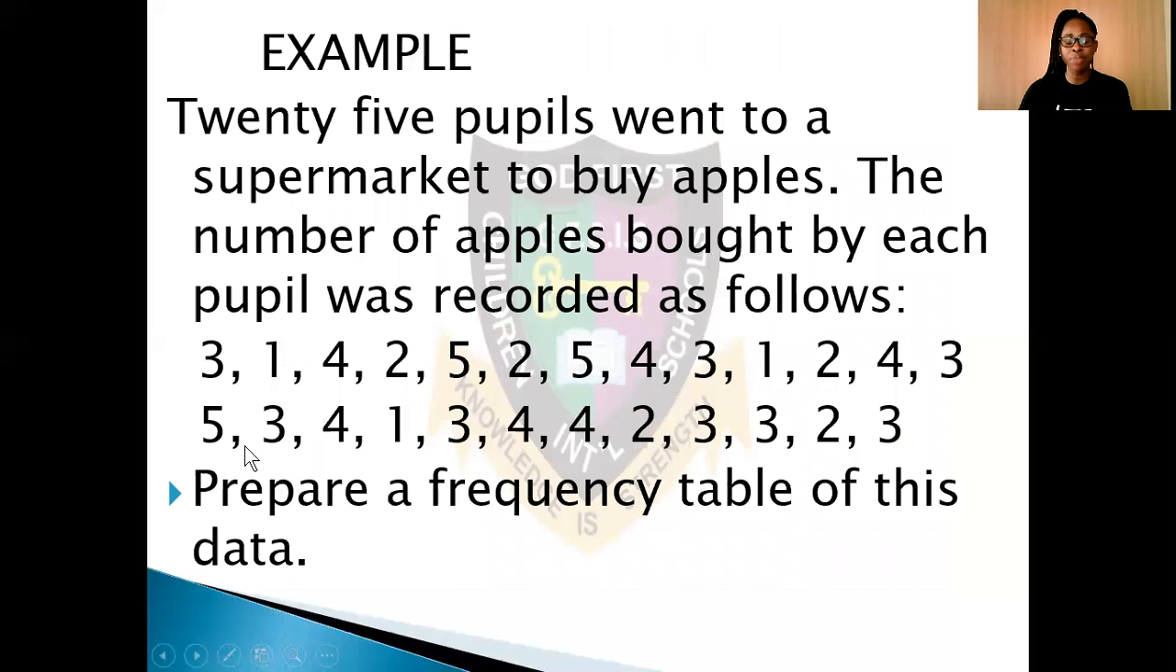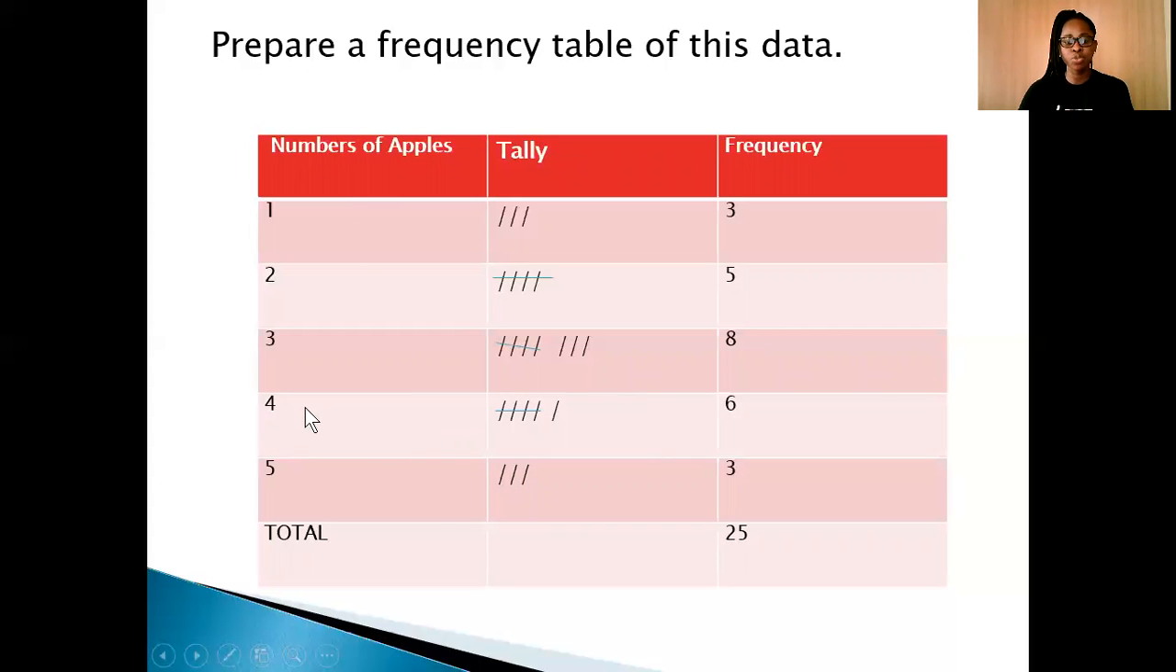We want to count how many people got 4 apples. We have 1, 2, 3, 4, 5, 6. So we have 6 people. 6 people got 4 apples. So this is our fifth one plus 6.